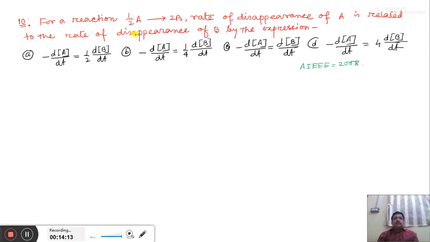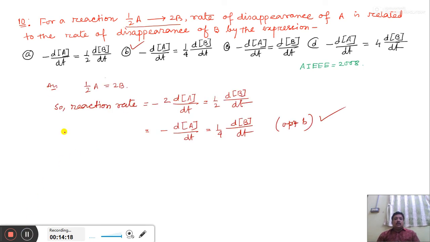In the last question, for this reaction, we can establish the rate equation. For the reaction half A gives 2B, we can write the reaction rate is equal to minus 2 dA/dt is equal to half dB/dt. So minus dA/dt is equal to 1/4 dB/dt. So option B is the correct one.